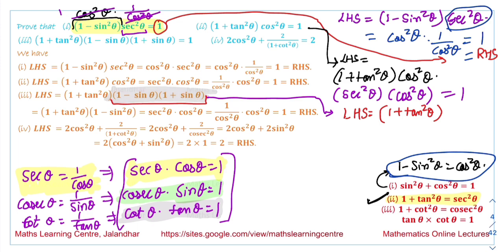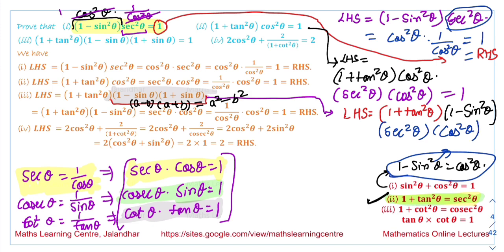This is the formula for a minus b into a plus b, and the value we know is equal to a square minus b square, and we are going to write it is 1 minus sine square theta. Now from this second identity, 1 plus tan square theta is secant square theta, and 1 minus sine square theta we know it is cos square theta. Secant square theta into cos square theta is equal to 1, and that is equal to RHS.